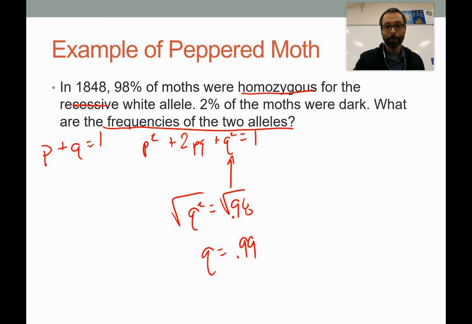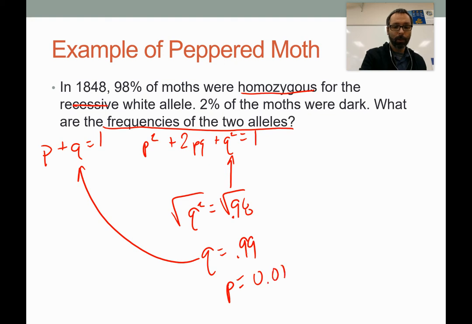We'll get to that in a moment, right? So I know q. Now I need to find p, right? So now I need to take that and put it over into here. And so p, of course, would equal 0.01 compared to the 0.99, right? p plus q has to equal 1.